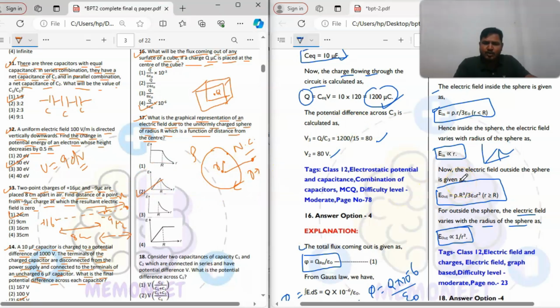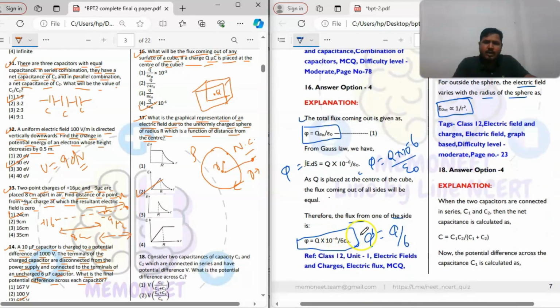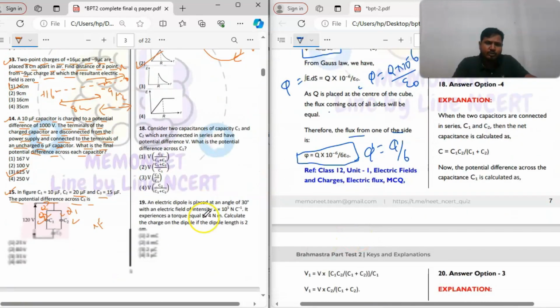I think you might have understood the concept. Now come to the next question. Consider two capacitors of capacitance C1 and C2 which are connected in series and have potential difference V. What is the potential difference across C1? They are connected in series.